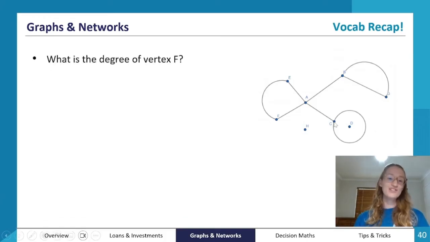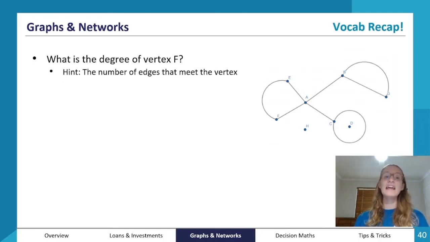So, more terminology. What is the degree of vertex F? Hint, remember that the degree is the number of edges that meet or leave the vertex. And that would be 2. If you can see here, we have F. We can see that there are 2 edges connected to vertex F, so it's got a degree of 2.